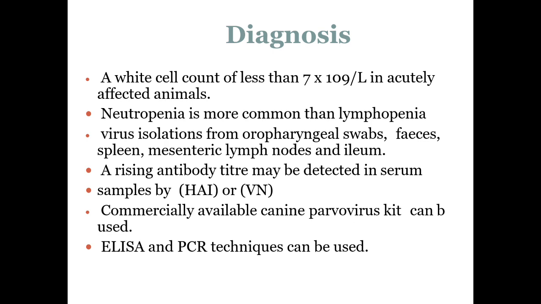If we talk about the diagnosis, the tentative diagnosis is based on the clinical signs that have been discussed above: the bloody diarrhea, the yellow frothy vomit, and the other clinical signs of dehydration. The white blood cell count of the cat is declined, and panleukopenia will take place. Neutropenia is more common than lymphopenia, and a rising antibody titer may be detected in the serum samples by HAI and VN. Commercially available canine parvovirus kits can be used. ELISA and PCR techniques can also be used.